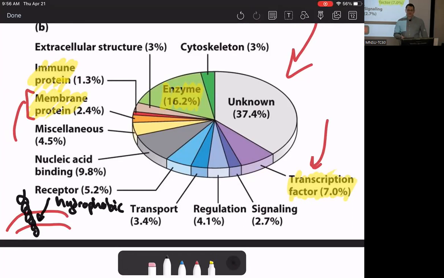Anything that was a ligand, for example. So remember, ligands are the little things that will bind to receptors, right? They would know that that had to be all hydrophilic because they're out in the open all over the place.